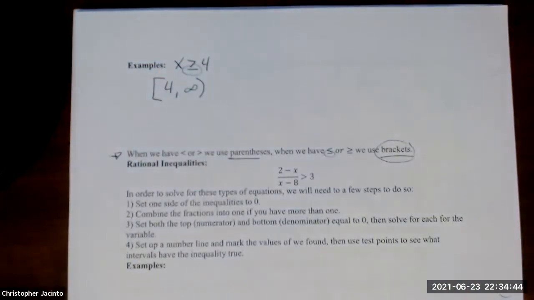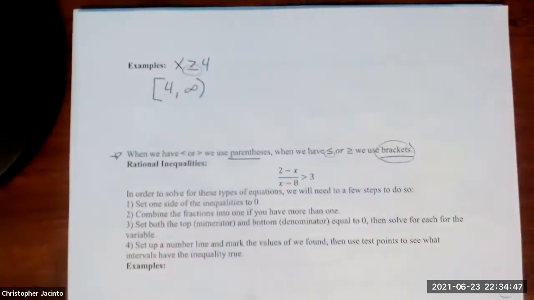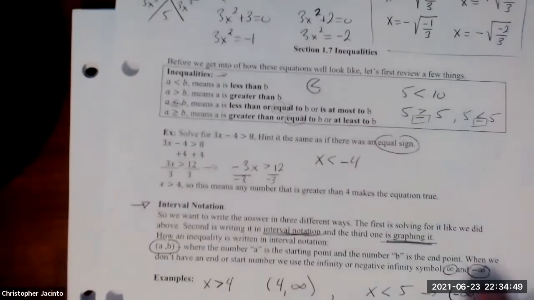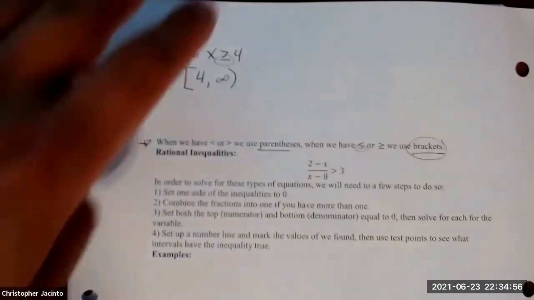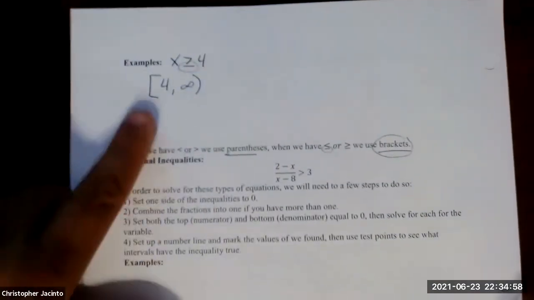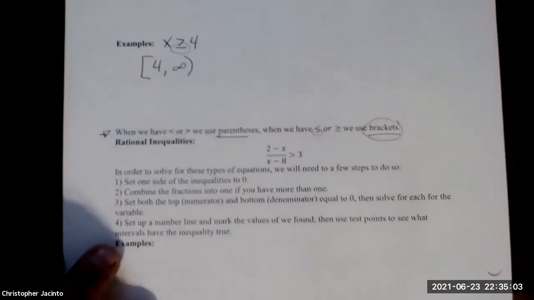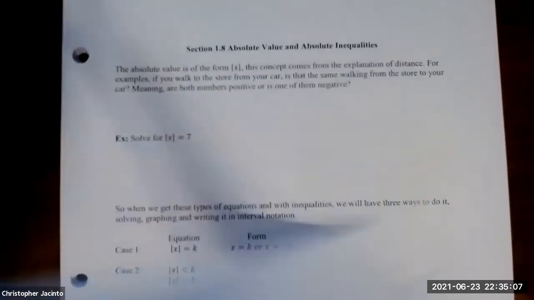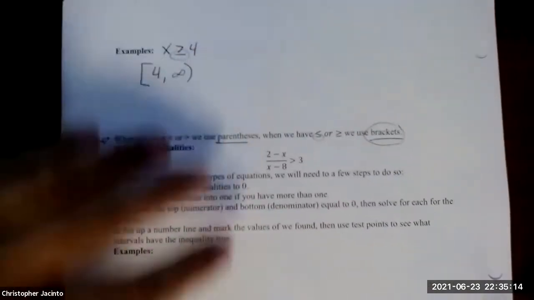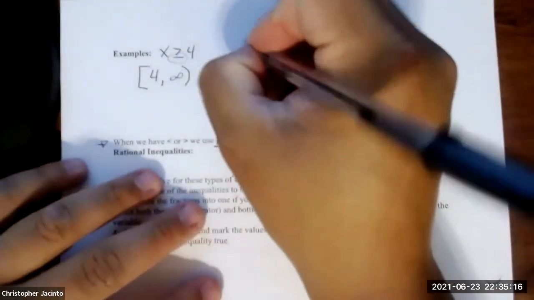Now, here's a fun fact. The infinity symbol and the negative infinity symbol will always have parentheses because you're never technically including that number. It's just a symbol to illustrate that you're going on forever. So the only time you have brackets is on actual numbers like this one. What that means is you can have a combination of brackets and parentheses, like we did here on these examples.